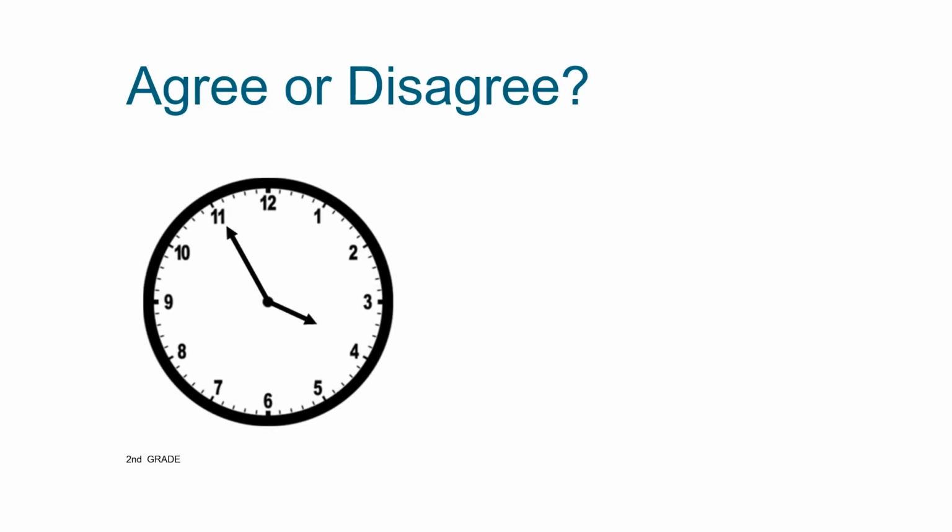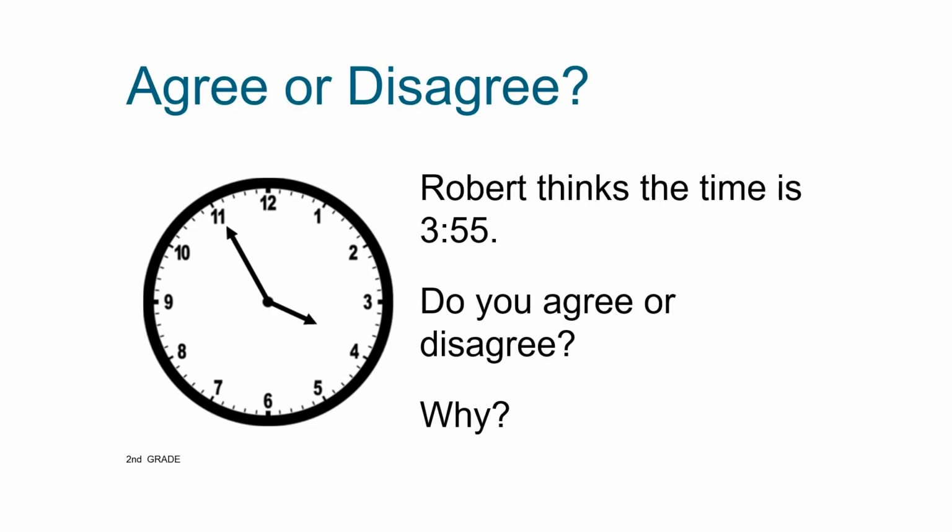Read the time on the clock. Robert thinks the time is 3:55. Do you agree or disagree, and why? I will give you some time to think and talk out loud. You should agree. The time is 3:55. The hour hand is between the 3 and the 4, so it is past 3 o'clock but has not yet gotten to 4 o'clock. And the minute hand counts 5 minutes around the clock and ends at 55 minutes. So the time is 3:55.